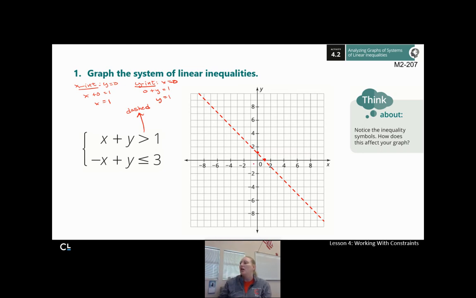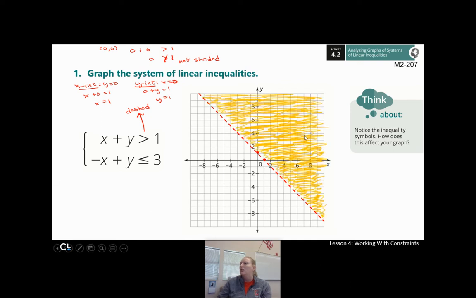I need to know which side to shade. So again, I like to plug in (0,0). So I'm going to plug in (0,0), and I'm going to be like, dude, are you shaded? So 0 plus 0, is that greater than 1? Well, 0 plus 0 is 0, which is not greater than 1. So not shaded. Since (0,0) is not shaded, I'm going to shade the other side. I'm going to shade this side over here. I can't shade the side with (0,0). We know that's not correct. So I shaded the other side. Again, I did it horizontal.